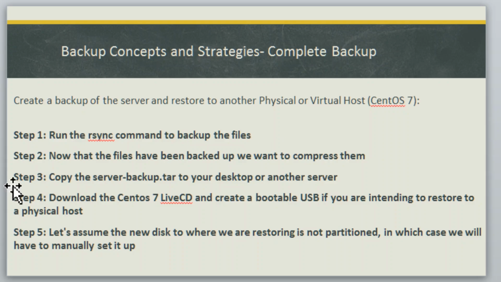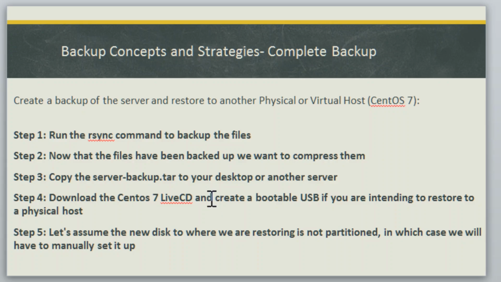Now that the files have been backed up, we want to compress them. You can do that using gzip or tar, and here it was done using tar. Then we can copy that tar file to either your desktop or another server. Then you download the CentOS 7 Live CD and create a bootable USB if you're intending to restore to a physical host. This would be for an actual server, a physical host, not VirtualBox or VMware or anything like that.